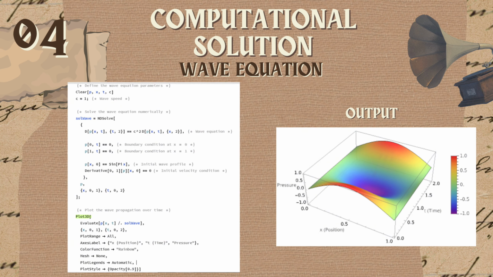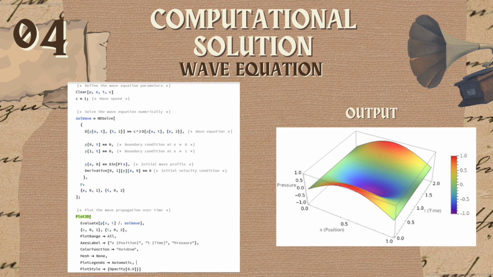I define the function P of x and t and set the wave speed c equal to 1. The boundary conditions ensure that the wave is fixed at both ends, x equal to 0 and x equal to 1. It makes a convenient system. The initial condition is again a sinusoidal shape, meaning the wave will start as a single oscillation.